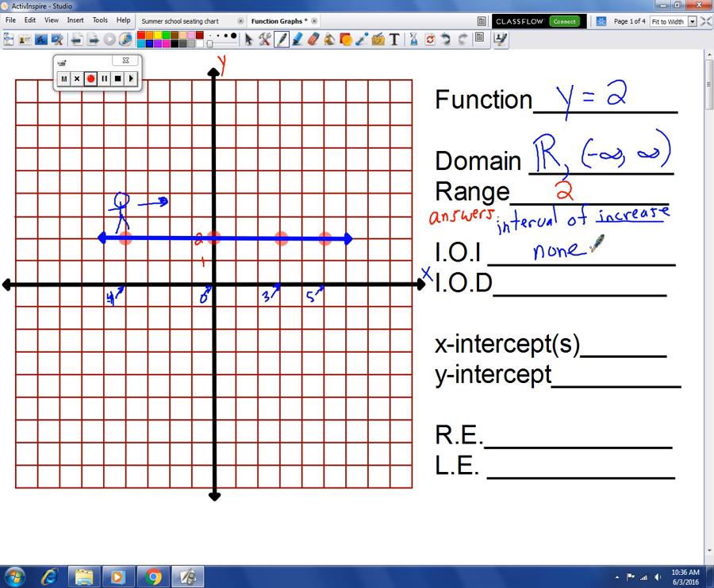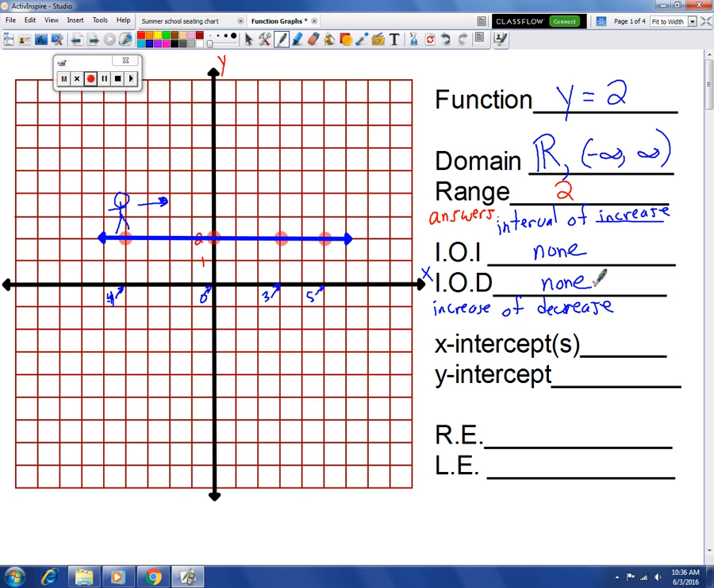IOD is interval of decrease. Where is he going down on that graph? He's never going down. He's walking on that blue line. He's never going to go down. So in this case, it does not have an interval of decrease.